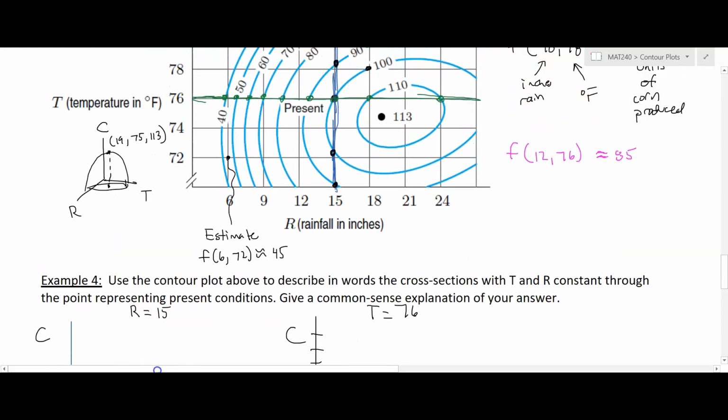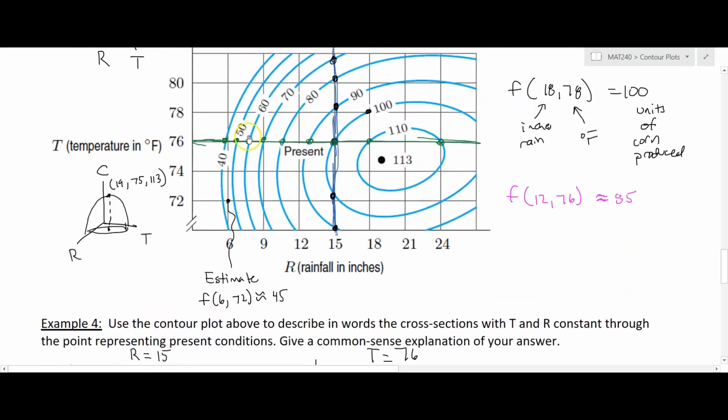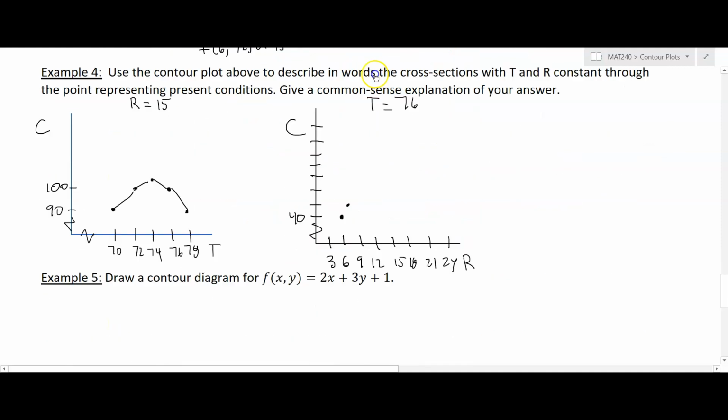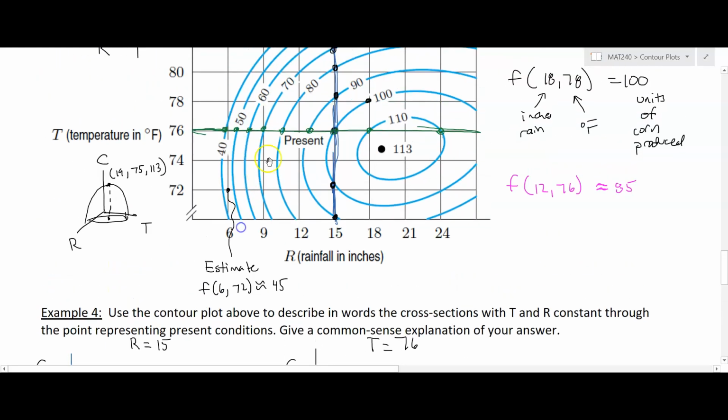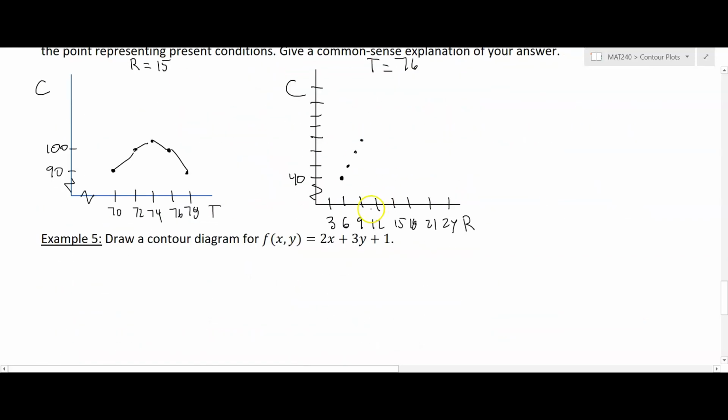And next we need to consider the next point, which looks to be about 8, and that's 60 units of corn produced, and then 70 units of corn produced for 9. So we'll go ahead and label those. So 8 is here, and then this one is here. Now, as we get closer inward, this corresponds to about maybe 10.5, about halfway between 9 and 12, 80 units of corn produced. So 10.5 is about 80.